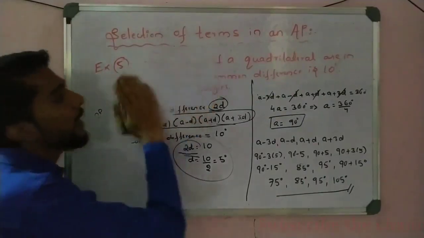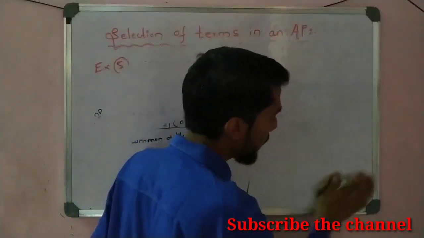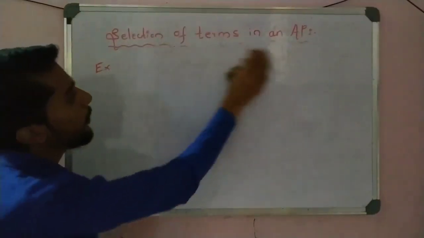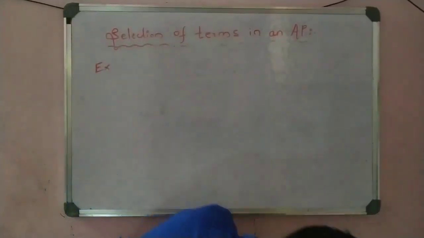Okay, now let us take the 6th problem. Remaining 2 problems are left, 6 and 7. So I can take problem number 6.